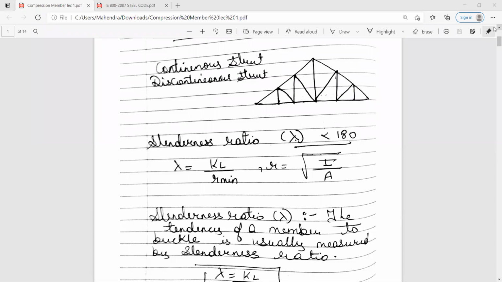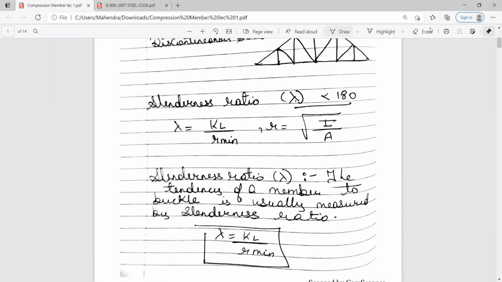Now what exactly is meant by slenderness ratio? Slenderness ratio is nothing but the tendency of the member to buckle. The tendency of the member to buckle is usually measured by the slenderness ratio. Whenever your member is buckling, its tendency to buckle is nothing but the slenderness ratio. And the formula to calculate the slenderness ratio is KL upon r minimum.